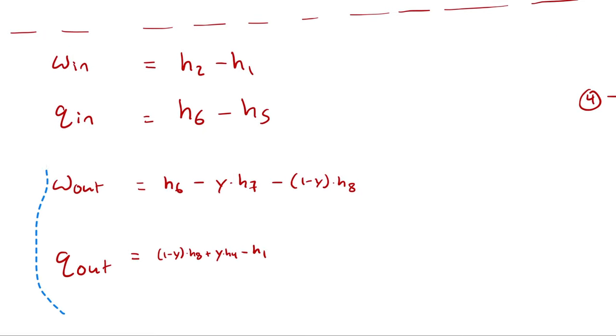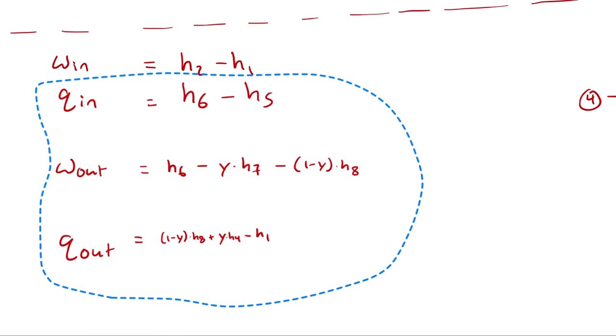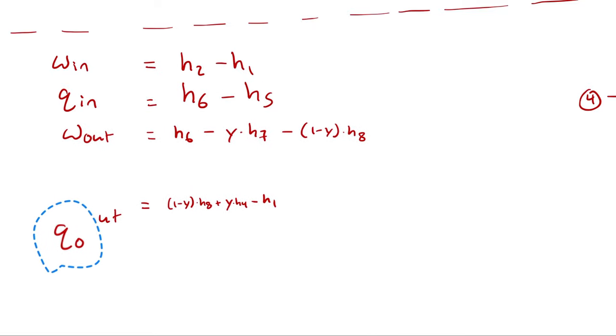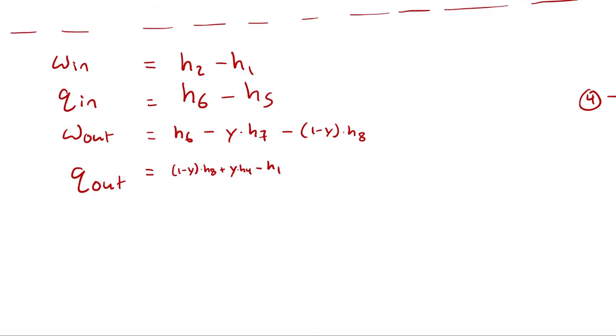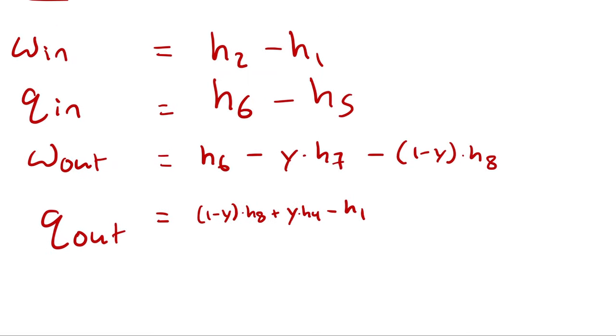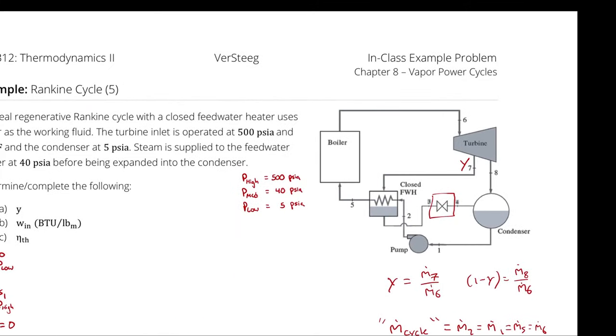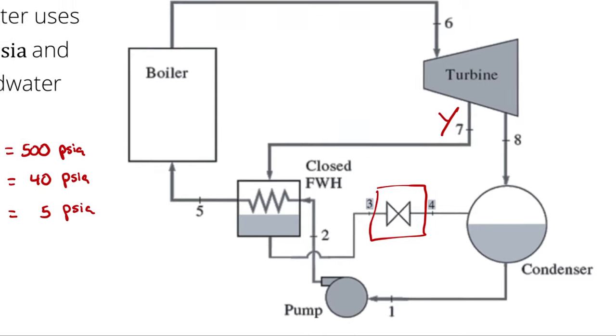So with these four equations, I can calculate my specific works and heat transfers. From that, I can determine my net work and net heat transfer, and then thermal efficiency. All I need to do that are my 8 enthalpies, which you'll remember I totally know by now because I totally looked them up, and y. So in order to be able to complete the problem, we are going to have to determine y.